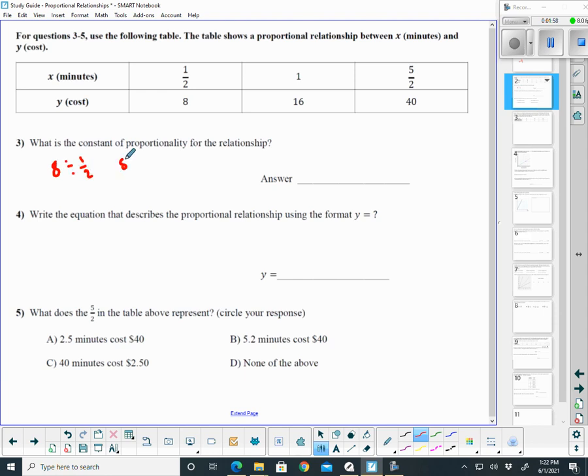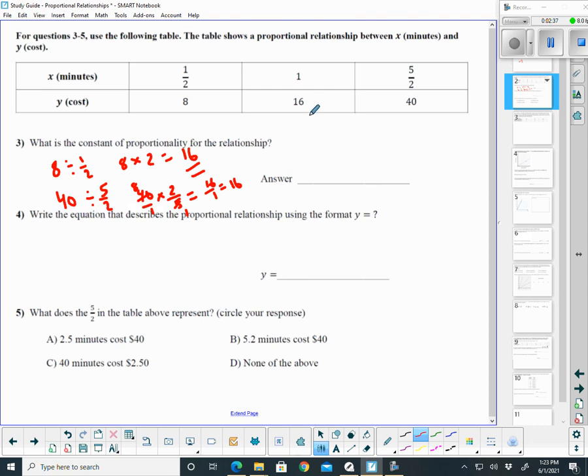That would be the same as 8 times the reciprocal of 1/2, which is 2, which is 16. If you try to do 16 divided by 1, you'd also get 16. If you do 40 divided by 5 over 2, that is equal to 40 times the reciprocal of 5 over 2, which is 2 over 5. Multiply, 40 is really 40 over 1. I would simplify 5 and 40 to get 1 and 8. Multiply across, you get 16 over 1, which is 16.